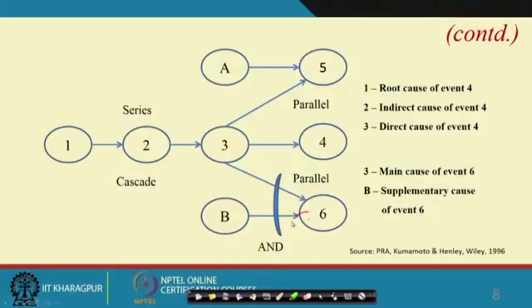What we will see is how those negative interactions can take place. This is one example where something happens, followed by something, followed by something, and then finally the end result will take place. But there are many ways that parallel and series conditions will happen. Here one is the root cause, which you are required to understand. Two is an indirect cause of event 4. Three is a direct cause of event 4. Three is the main cause of event 6. And B and A are supplementary. Suppose B is a supplementary cause of event 6. You have to find out all those things, because if you understand the ontology part, I think that will help you in developing this also.